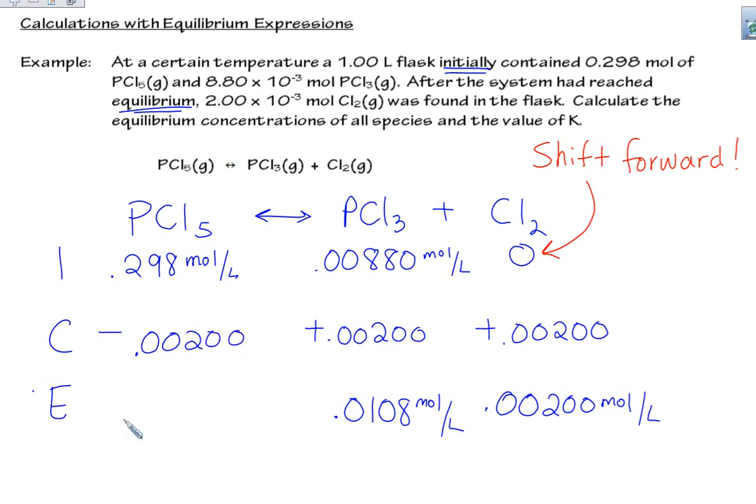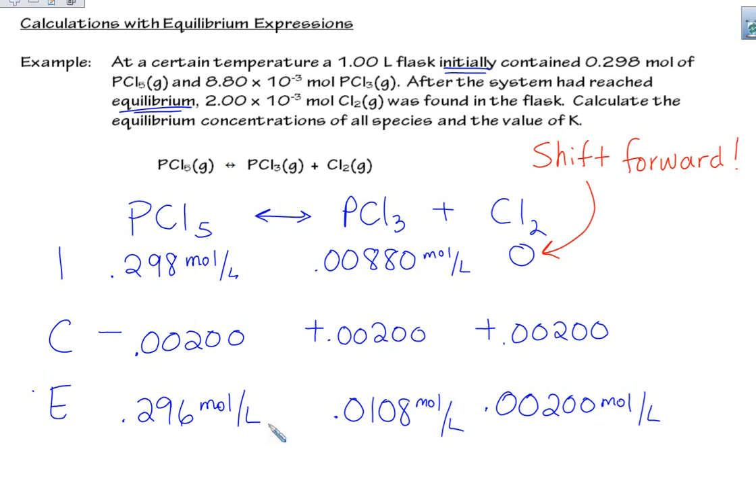So that at equilibrium, this is going to be 0.296 moles per liter. There you go. There's an ICE table. You're going to love ICE tables. Initial, change, equilibrium. We knew it had to shift forward because of the 0. And since we knew the equilibrium amount of chlorine, then we could figure out by how much we're shifting forward.